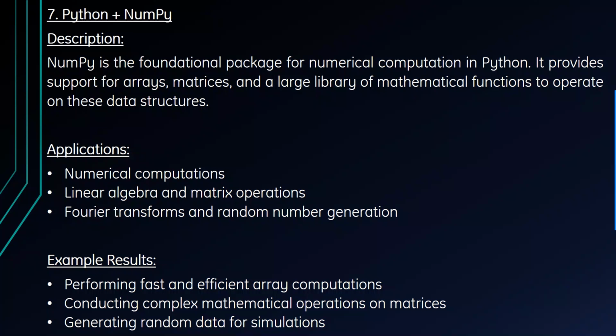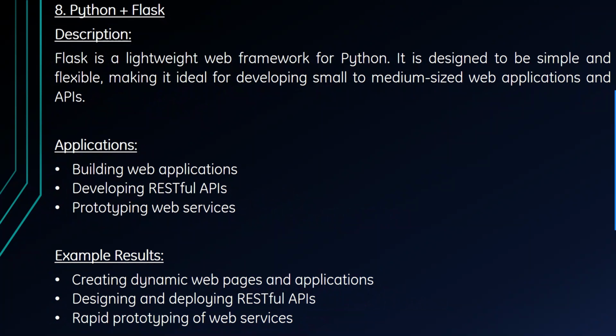Moving on, we have Flask. Flask is a lightweight web framework for Python. It is designed to be simple and flexible, making it ideal for developing small to medium-sized web applications and APIs. So people who want to go into creating an app usually use it first. They use Flask because it's very simple to understand and very simple to execute.